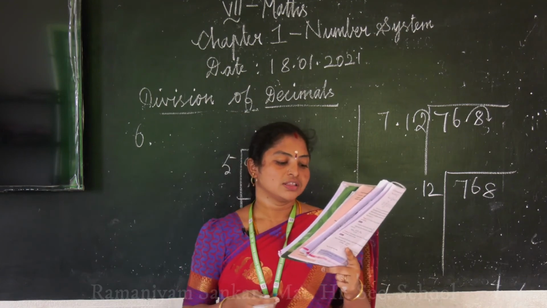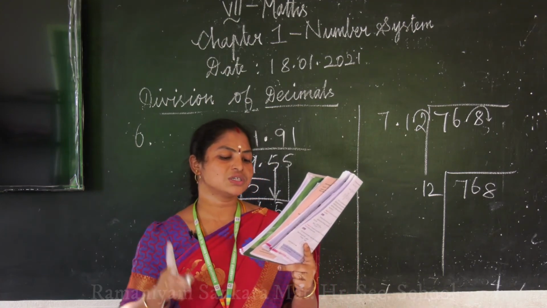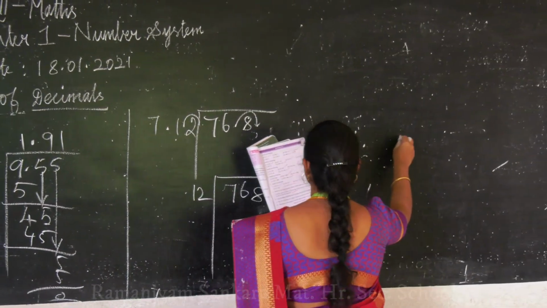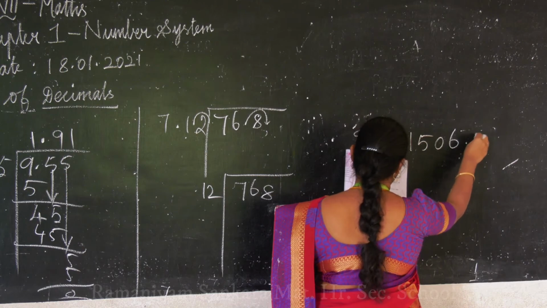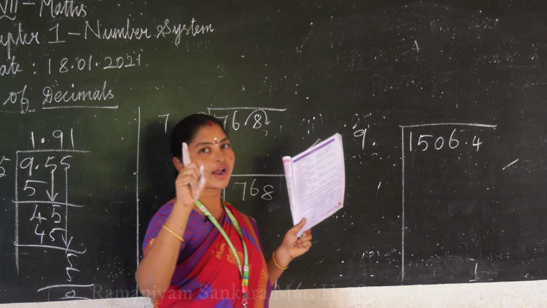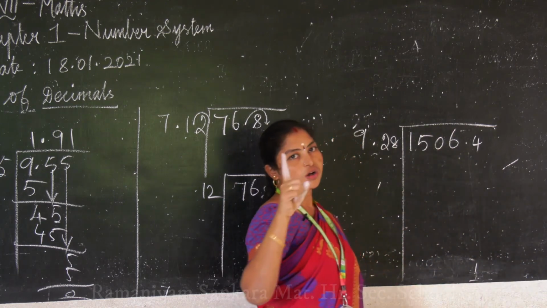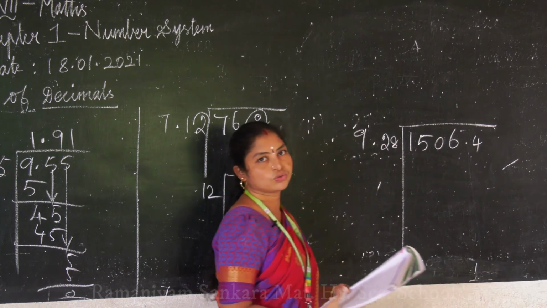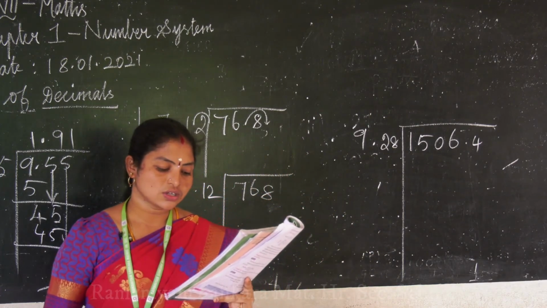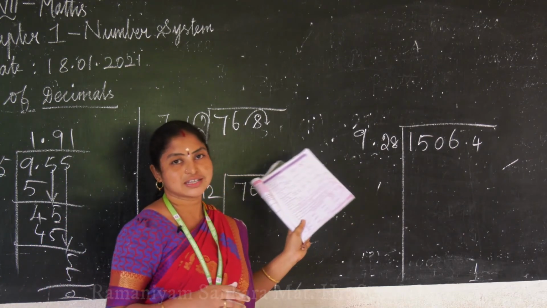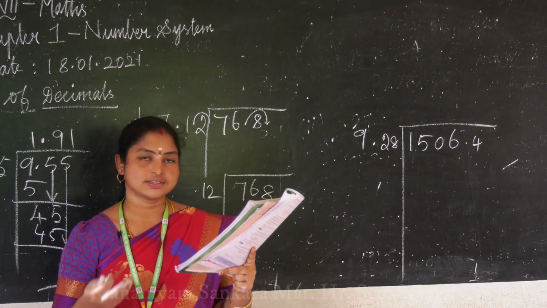Next, the 9th one. The cost of 28 books is rupees 1506.4. Find the cost of one book. So the cost of 28 books is 1506.4, and we need to find the cost of one book. We have to divide this, and then we can know the cost of one book. That is also homework. Just try to do it as homework. I will send the answers as a PDF, so you can check whether your answer is correct or not.